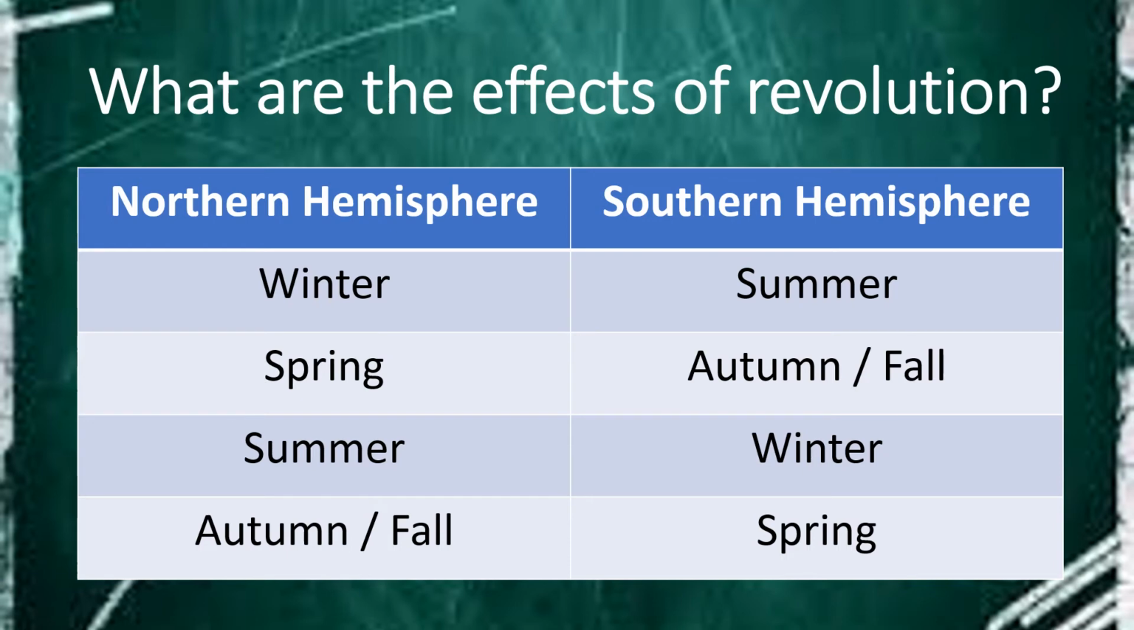During spring in the Northern Hemisphere, it is autumn or fall in the Southern Hemisphere. When it is summer in the Northern Hemisphere, it is winter in the Southern Hemisphere. And if it is autumn or fall in the Northern Hemisphere, then it is springtime in the Southern Hemisphere.